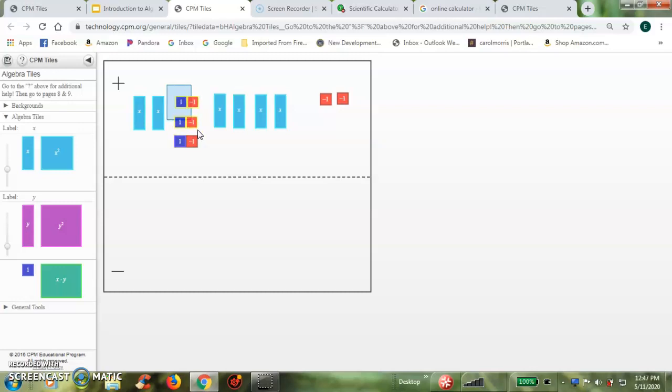I don't know if you saw, but I dragged my cursor over that whole thing. You can see it's all lit up in yellow now. I'm now going to hit the delete button and those will go away. That's okay to do because they were zero pairs. They're worth nothing. Now we have our answer. We have 1, 2, 3, 4, 5, 6 x's and 2 negative 1s. So my answer would be 6x minus 2.